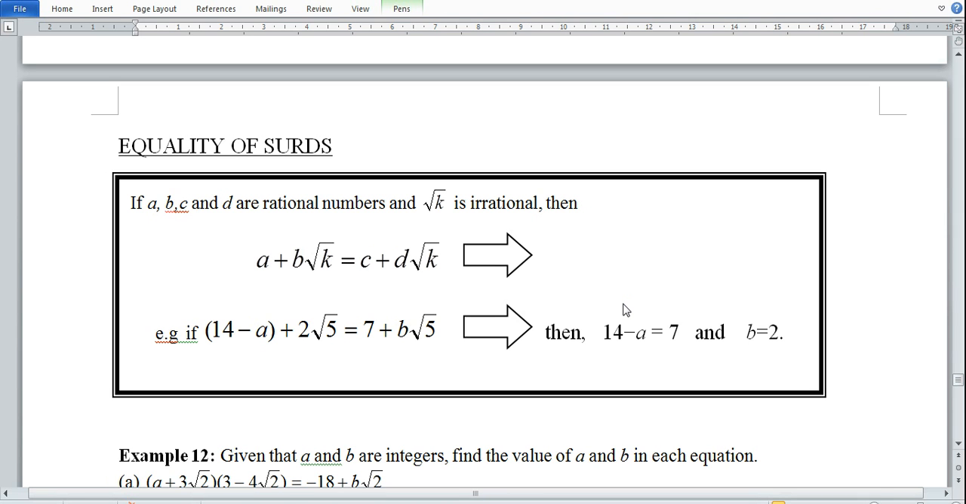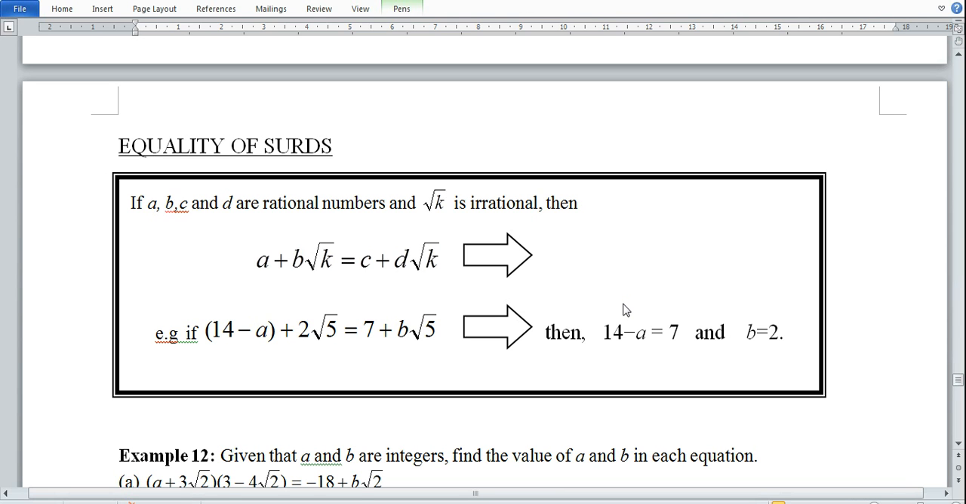Students, this is our last lesson for indices and surds. Today we are going to learn to solve equations for surds again, but with a different technique than the last lesson.